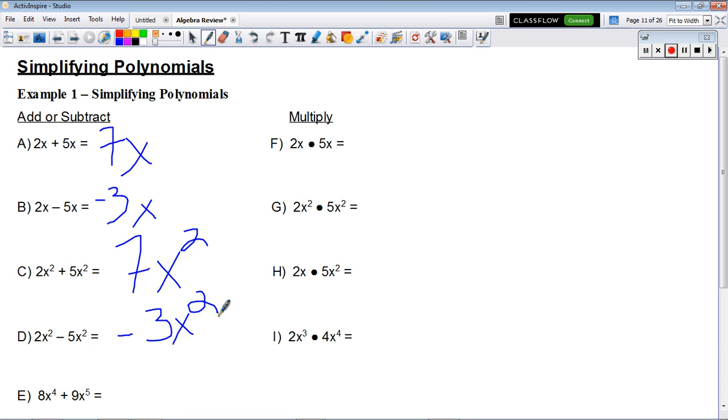However, with part E, when I go to do 8x to the 4th plus 9x to the 5th, even though the variables are the same, the exponents are different.